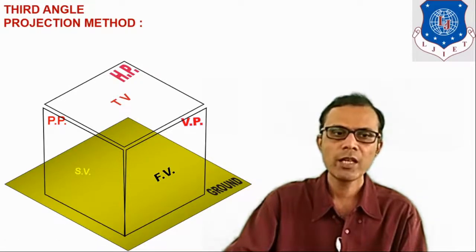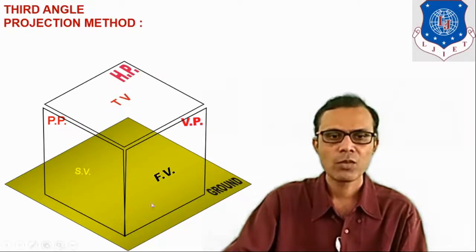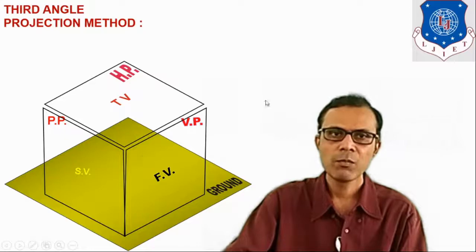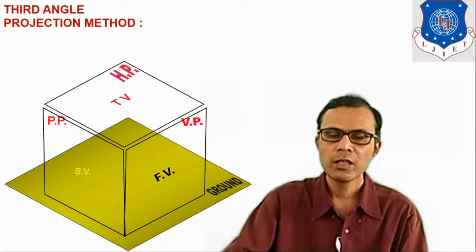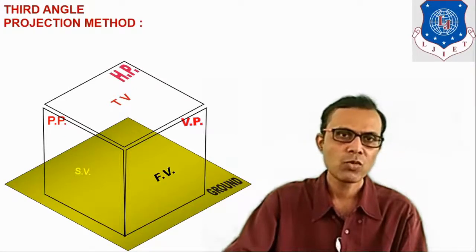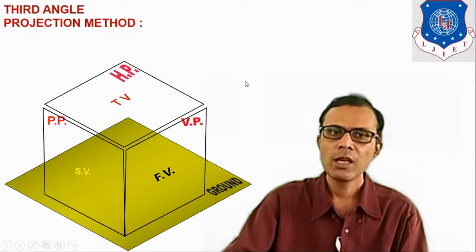Now in third angle projection method, the object is kept in third quadrant. So here you can see it is third quadrant, but the important condition is that all the planes of projection are transparent. That's why we can obtain view of the object. If it is opaque, then it would not be possible to obtain the view of the object. So all the planes of projection are transparent.